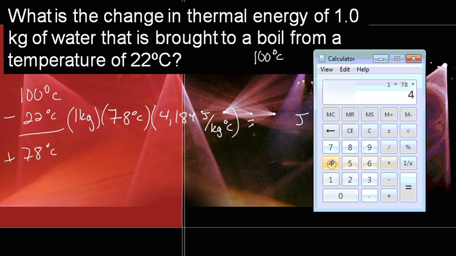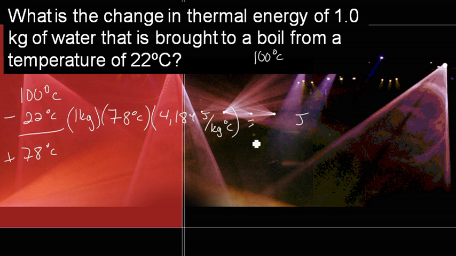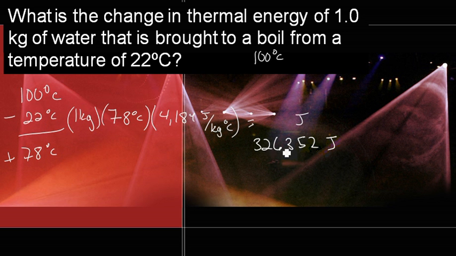1 kilogram times 78 degrees times 4,184. And the value we get is 326,352. Now that's an extreme amount of energy because water requires a lot of thermal energy in order to raise its temperature.